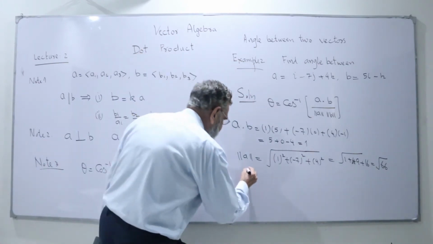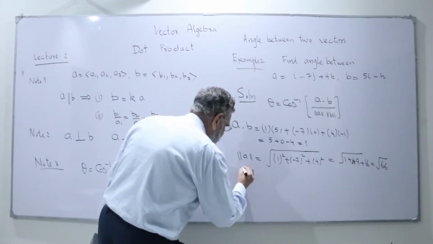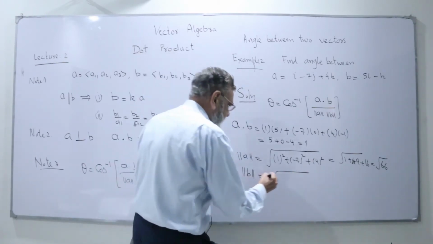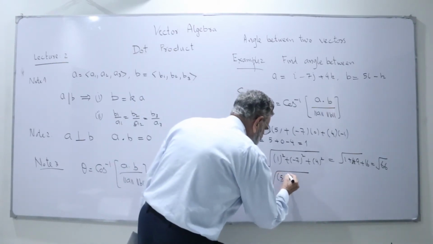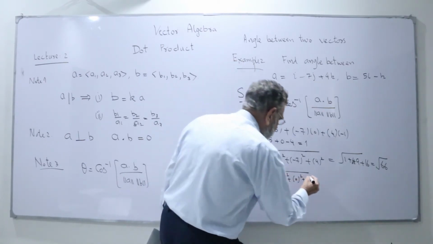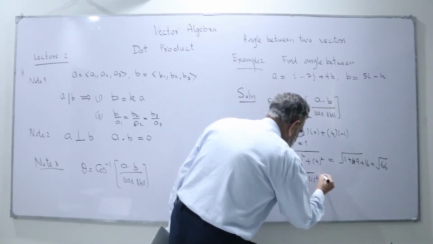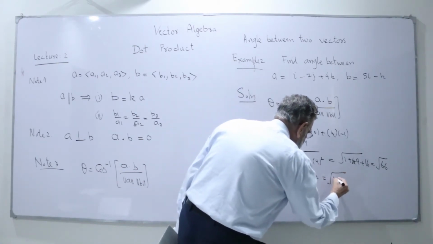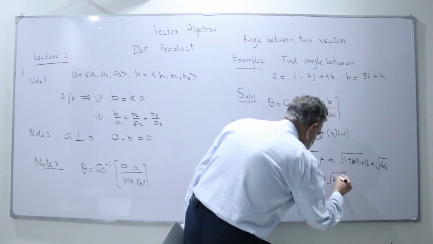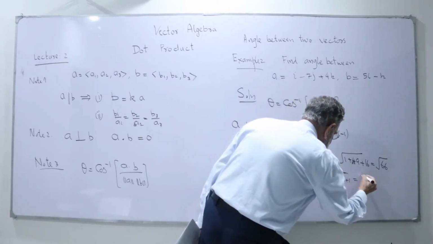Then I find the magnitude of B. B1 squared is 5 whole squared, B2 squared is 0 squared, and B3 squared is minus 1 squared. So this is equal to root of 25 plus 0 plus 1. We add and get root of 26.